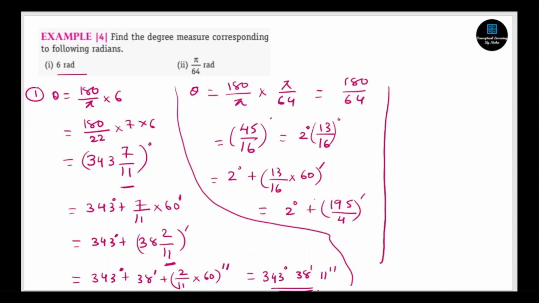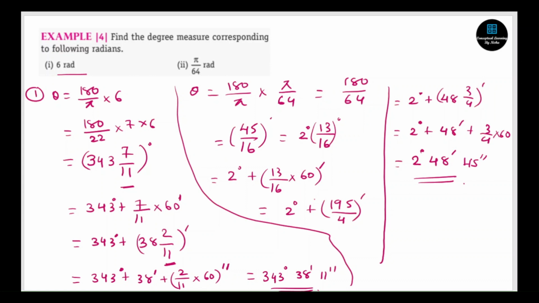Again, we have to write this in fractional form. So 2 degrees plus 48 3 over 4 minutes. Again, we have a fraction value. So 3 over 4: 2 degrees plus 48 minutes plus 3 over 4 times 60, and you'll get 45 seconds. So 2 degrees 48 minutes and 45 seconds. So this is the answer for this, right? I hope you understood this, right?